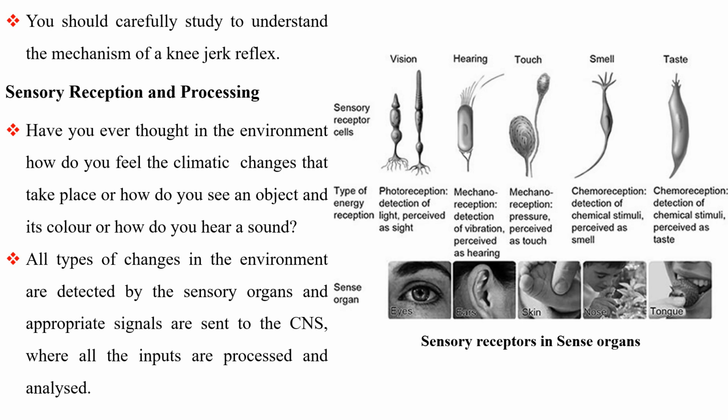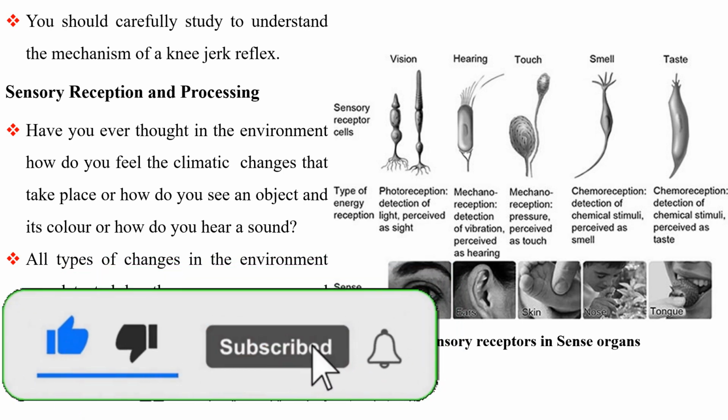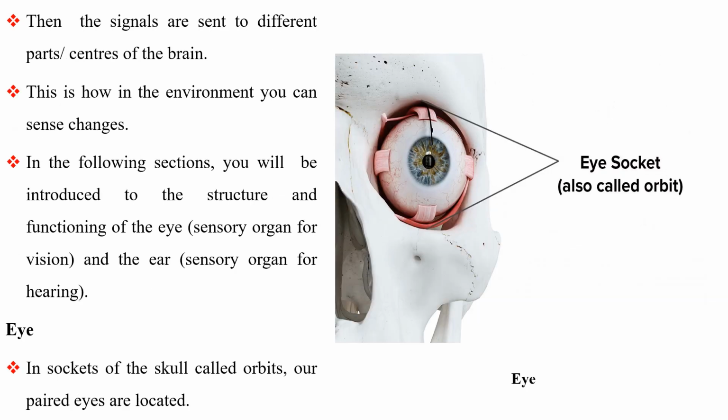Sensory reception and processing. Have you ever thought how you feel the climatic changes that take place in the environment, or how you see an object and its color, or how you hear a sound? All types of changes in the environment are detected by the sensory organs and appropriate signals are sent to the central nervous system, where all the inputs are processed and analyzed. Then the signals are sent to different parts or centers of the brain. This is how you can sense changes in the environment. In the following sections, you will be introduced to the structure and functioning of the eye and the ear.